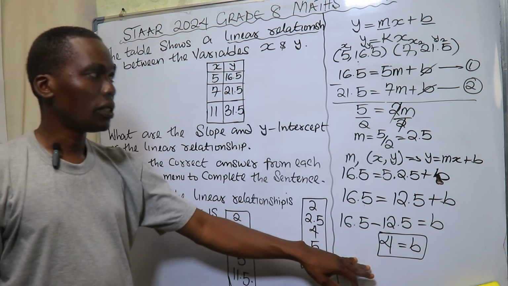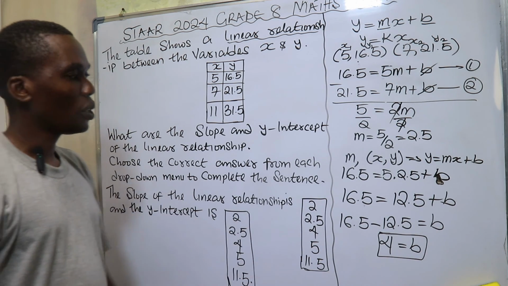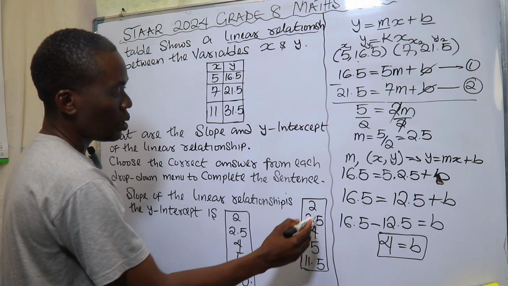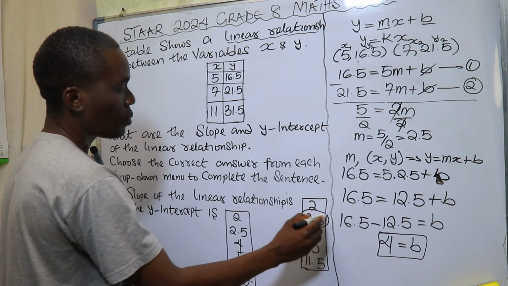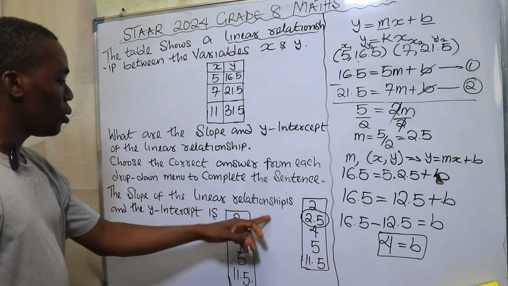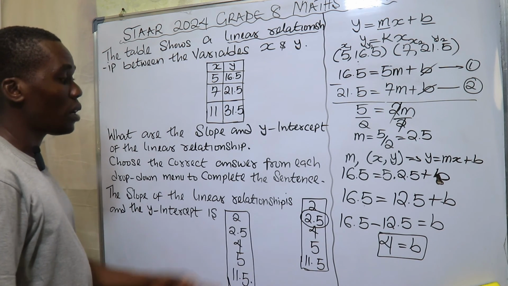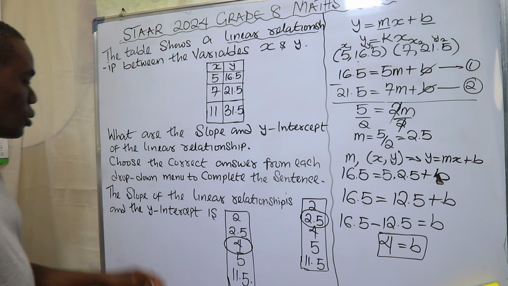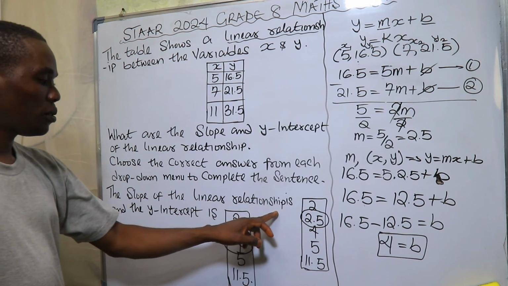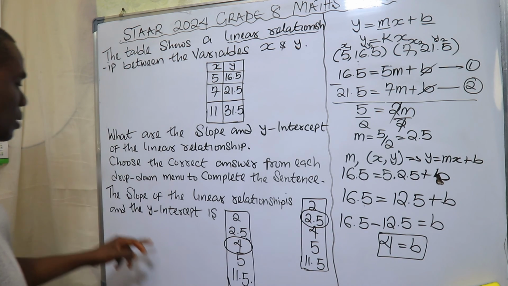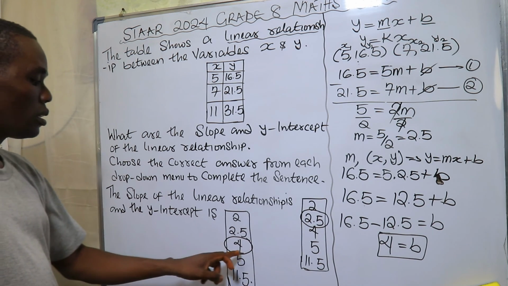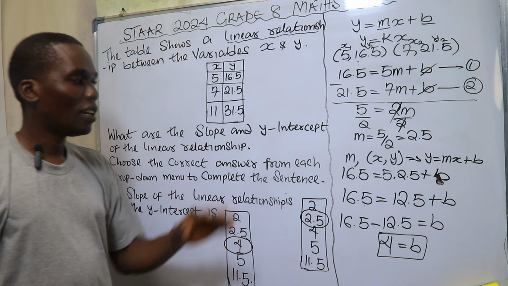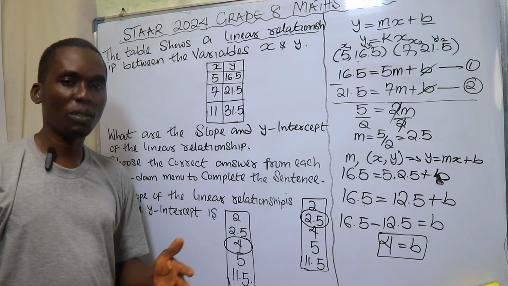Now what do we get from this expression? We can see that the value of our m is equal to 2.5. That is the slope, and the value of our intercept is equal to 4. So the slope of the linear relationship is 2.5 and the y-intercept is 4. And that is the solution to this linear function relationship question given to us.